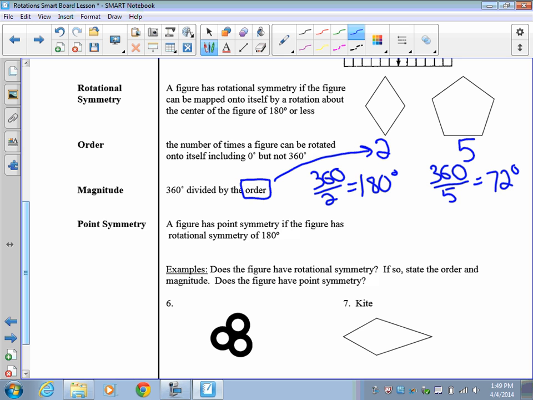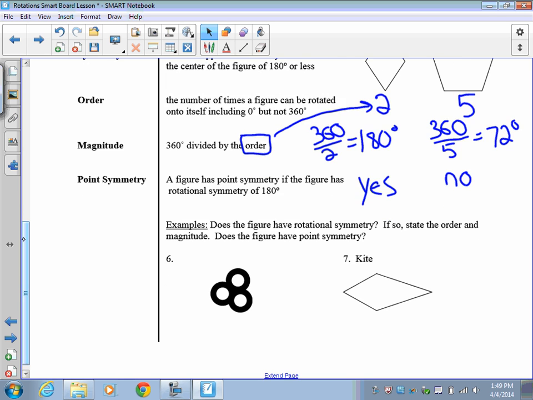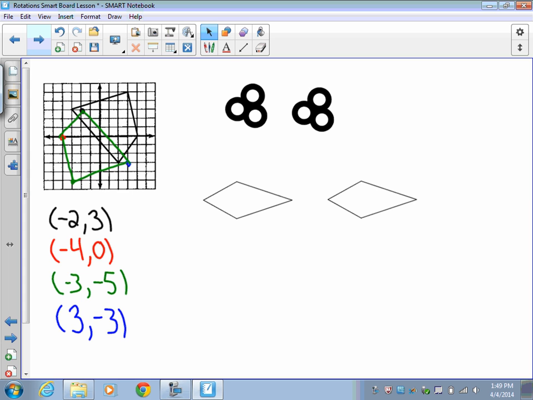Point symmetry is whenever we rotate it 180 degrees, do we have the same shape? For this first shape, the quadrilateral, the answer is yes, we do have point symmetry. For the pentagon, it's no. So point symmetry is a special type of rotational symmetry. So we have examples 6 and 7 to give you a better idea of how to do this. So right away, we know that every shape has a minimum order of 1.